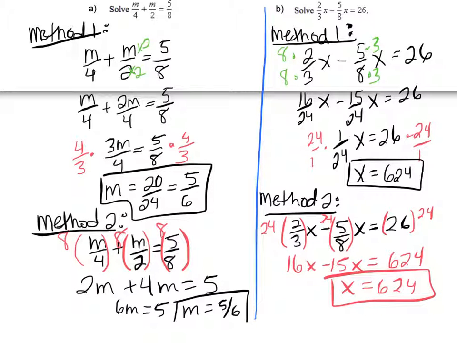Alright, and here are those answers. I showed both methods, but once again you only need to use one. You can see that method 2 might be a lot shorter than method 1, but nonetheless you'll end up with the same answer.